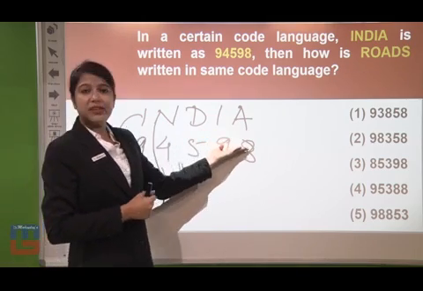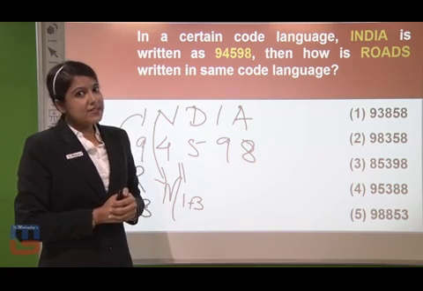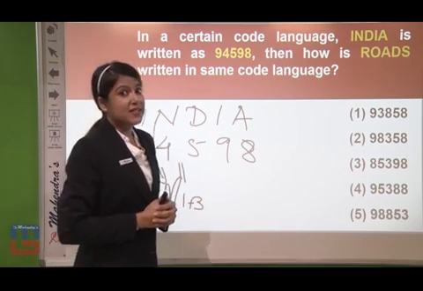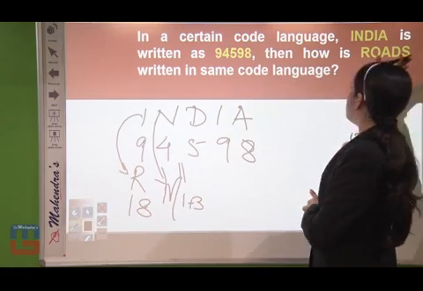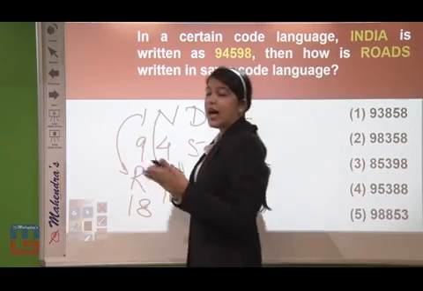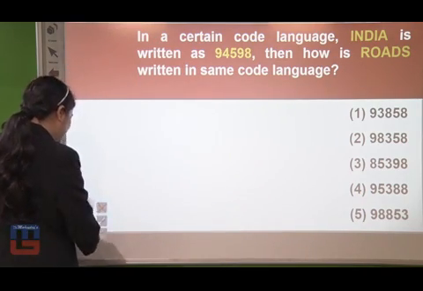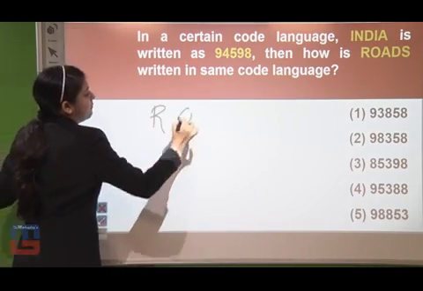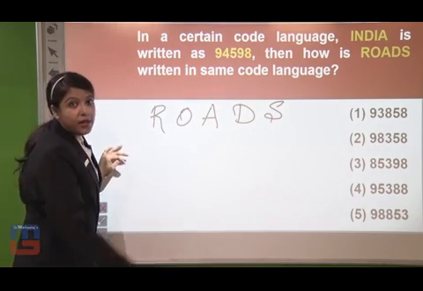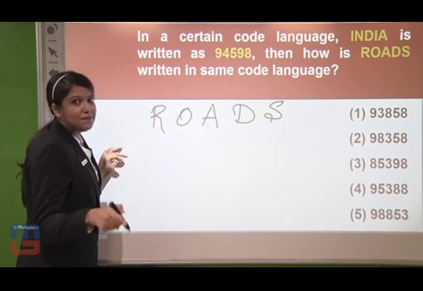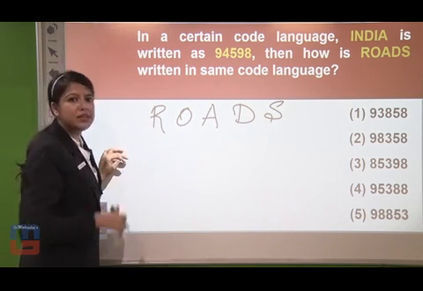Now moving further, A's opposite is Z and Z's place value is 26. If Z's place value is 26, then 2 plus 6 is 8. Very much clear with the fact. Now if we have to find out the code for ROADS, we will focus on its opposite letters, and you all sitting at home give the answers to yourself so that you can mark the options.